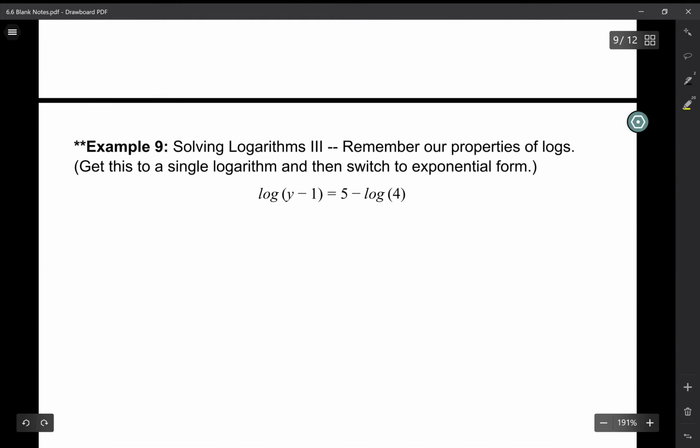Sometimes we have to use properties of logs. When you're solving logarithmic equations, you always want to get it to a single logarithm and then switch it to exponential form, a single isolated logarithm. So we're going to use our log properties to get this to a single logarithm, and then we're going to switch it to exponential form. The first thing we're going to do is add log 4 to each side.